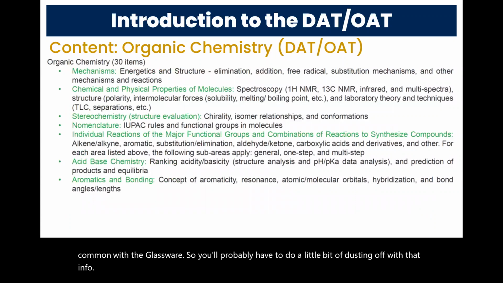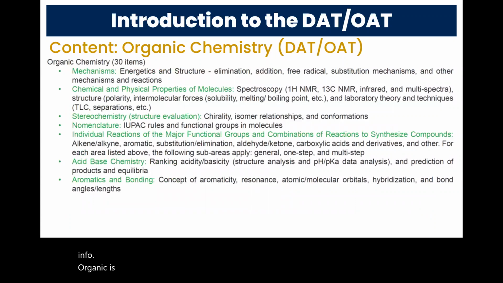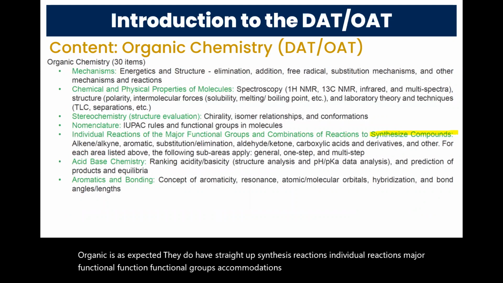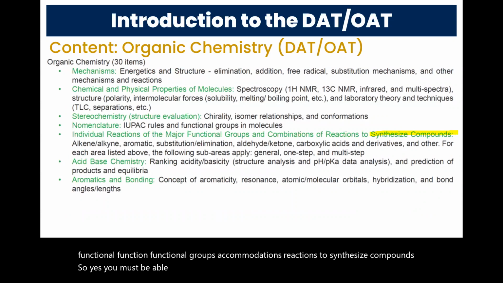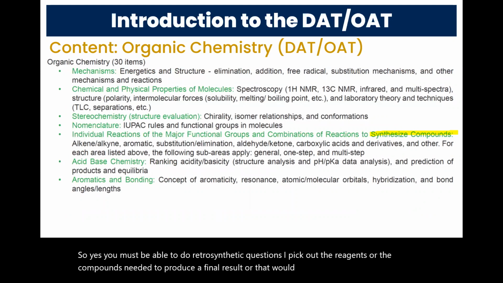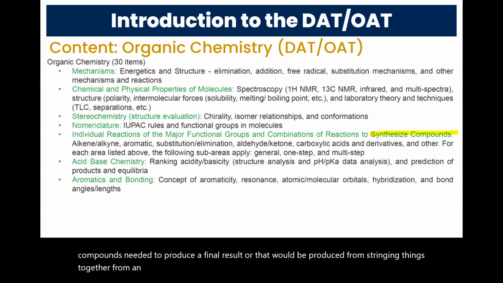Organic is as expected. They do have straight up synthesis reactions: individual reactions, major functional groups, and combination reactions to synthesize compounds. So yes, you must be able to do retrosynthetic questions, i.e. pick out the reagents or the compounds needed to produce a final result, or that would be produced from stringing things together from an initial reactant.